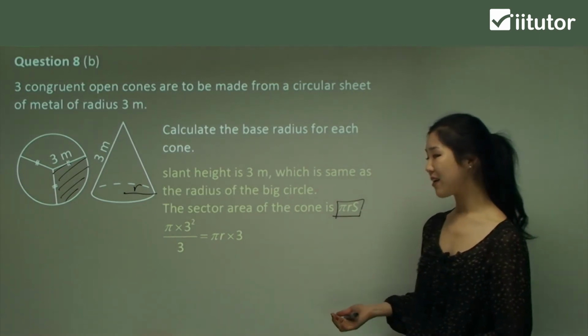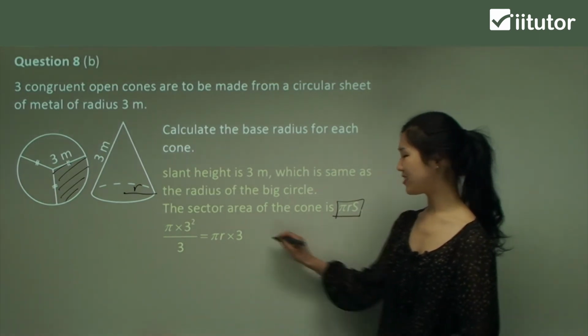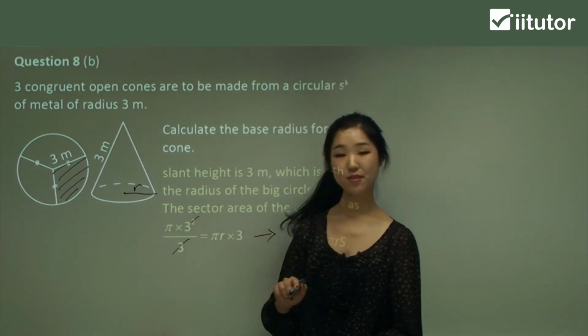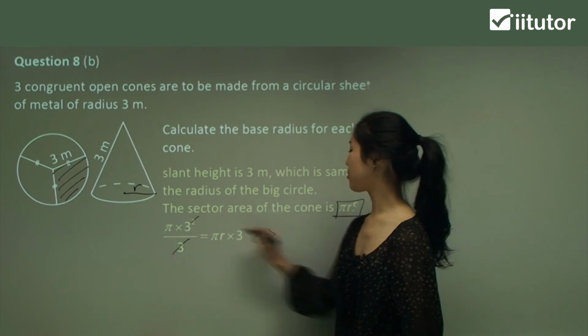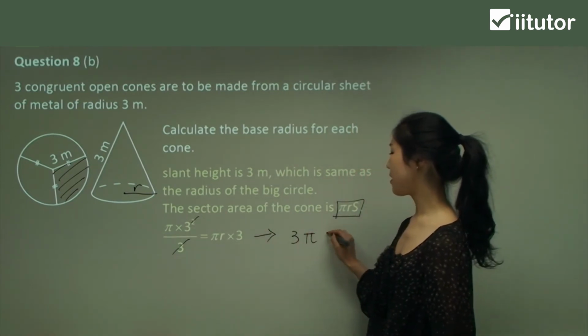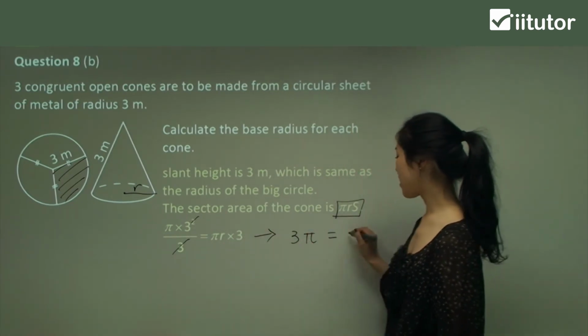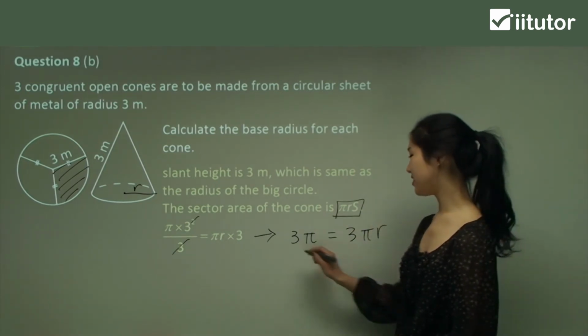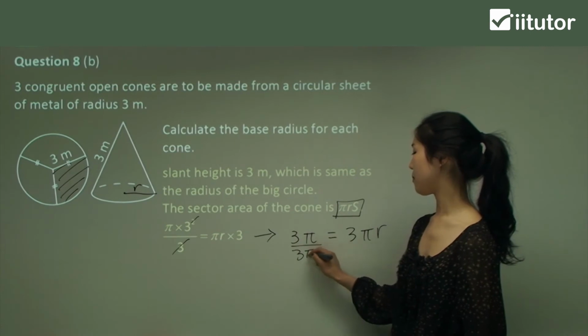So all I need to do now is simplify it, guys. Let's just quickly simplify it. See how that one and that one would cancel, the 3's? Pi times 3 is simply 3 pi. And pi r times 3 is simply 3 pi r. Okay, and I can just divide both sides by 3 pi.